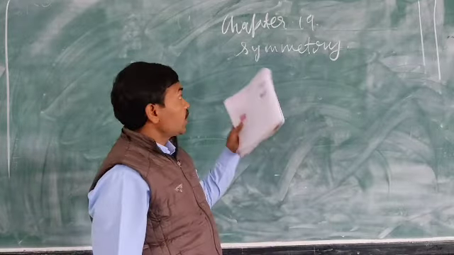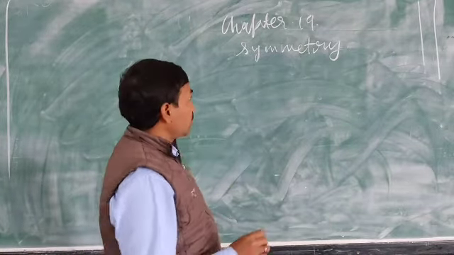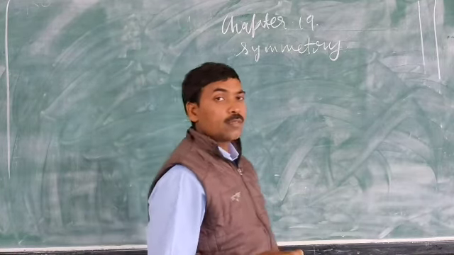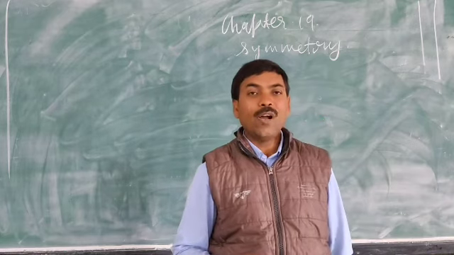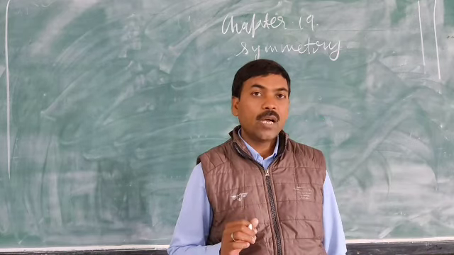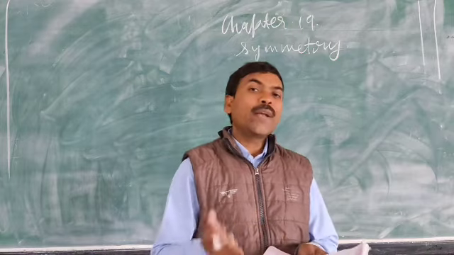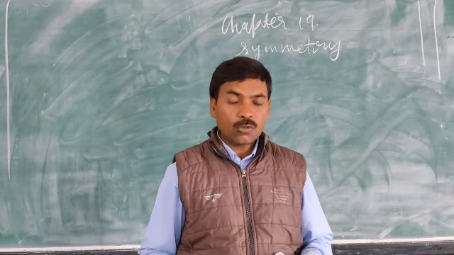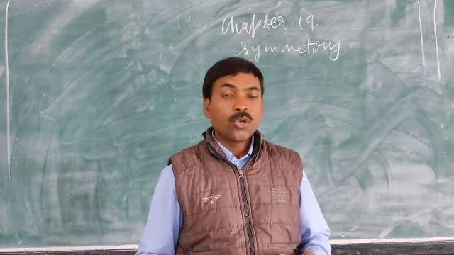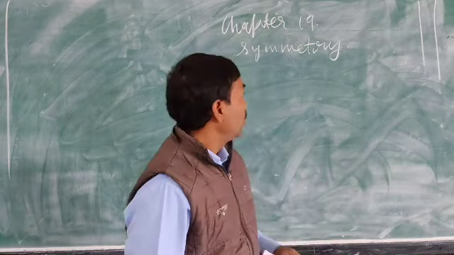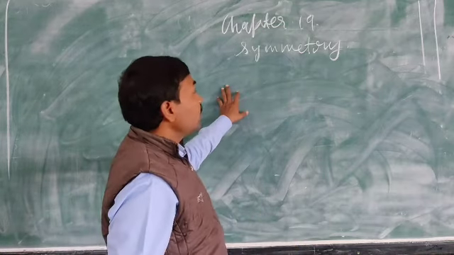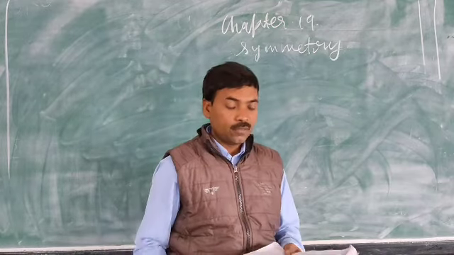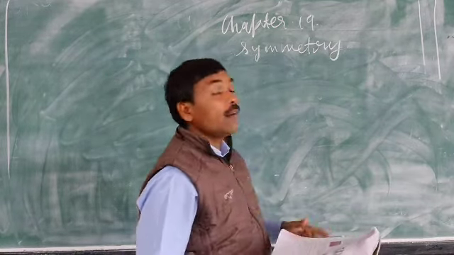Here, children, symmetry means congruence in shape, size and position. Congruence means, suppose you have two coins of the same size and shape. If you put one on another, then the coins will look the same, not different. So they are known as congruent. Some shapes having congruence in shape, size and position are known as symmetrical figures.